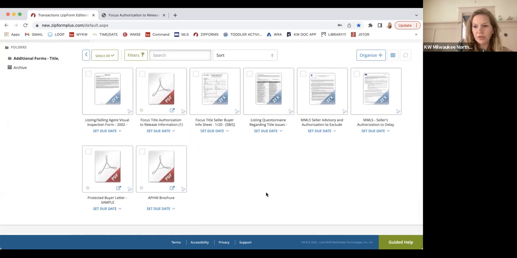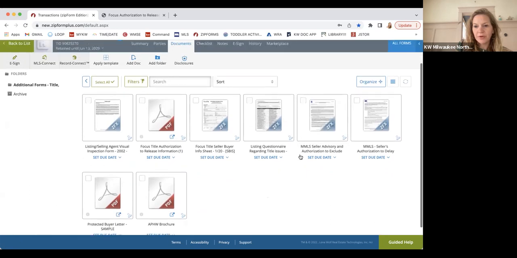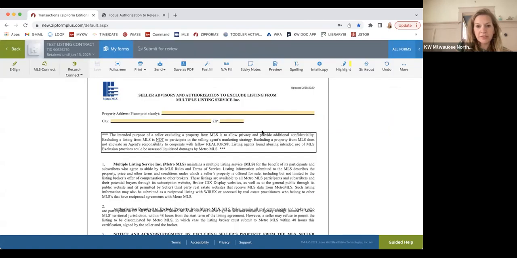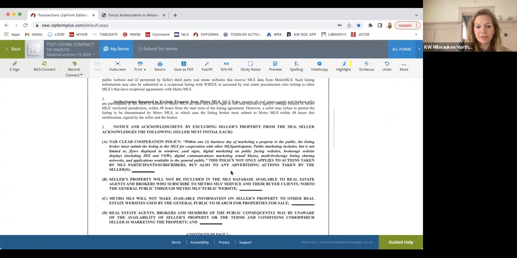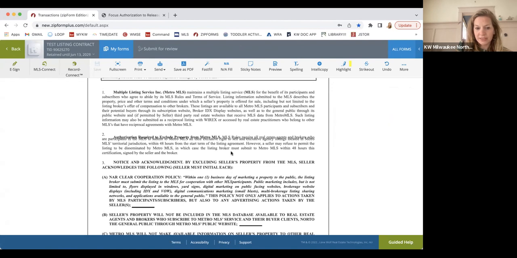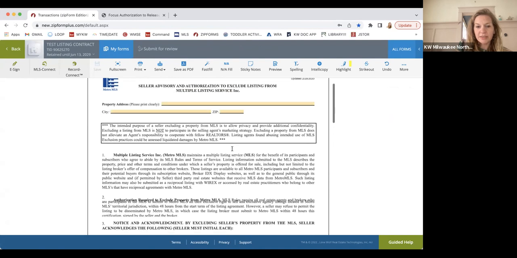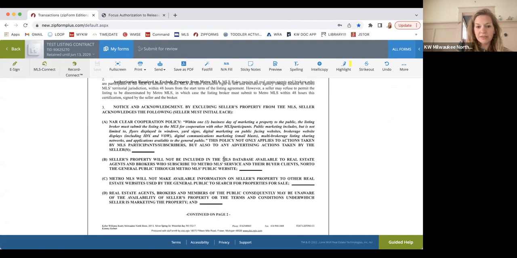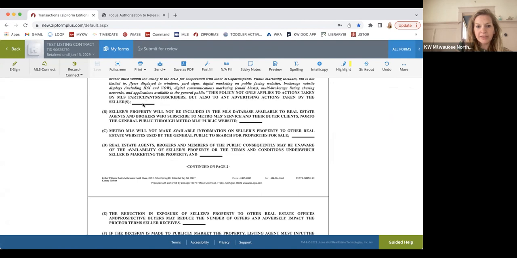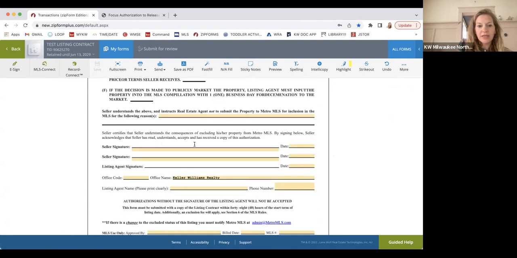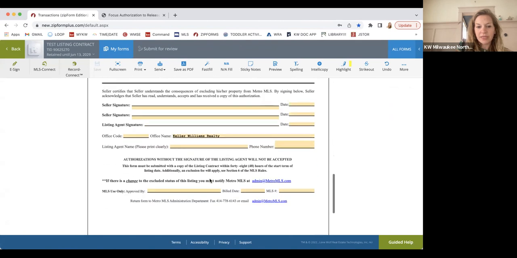Then we get into our MLS forms. So if you are going to put the listing in delayed, or if you are going to keep it as an excluded listing, you would need to have these forms also filled out. This is the authorization to exclude the listing from the MLS. If you're going to do what's called an excluded listing, where we keep it from MLS, the seller needs to make these acknowledgements by initialing after each section, and then sign it. And then we also, as the brokerage, sign it as well.